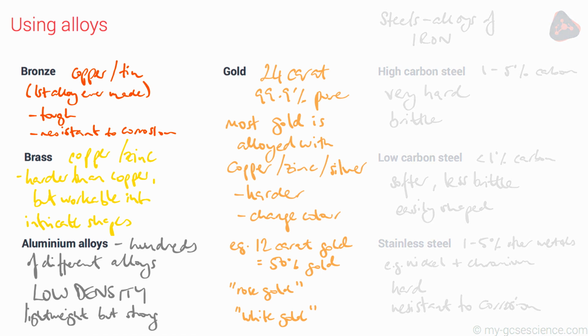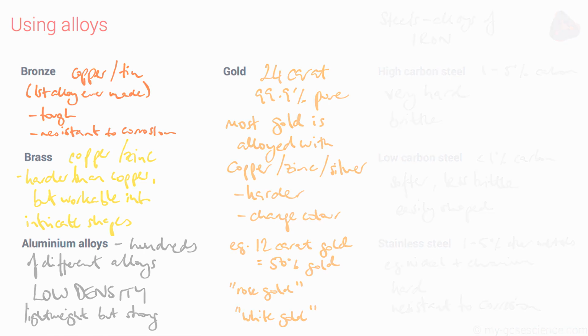Now let's look at some non-metal materials and their uses. Here we've got glass and ceramics. They're both quite common materials in our everyday life, and they're both quite hard and quite brittle. You may already know that glass is made from mainly sand, which is silicon dioxide. Common glass is actually called soda-lime glass, where the silicon dioxide is mixed with sodium carbonate and limestone.